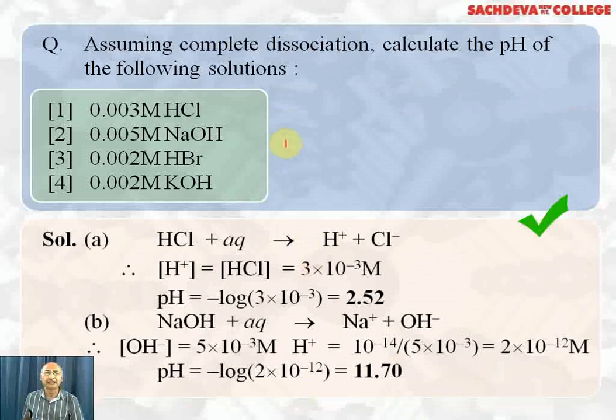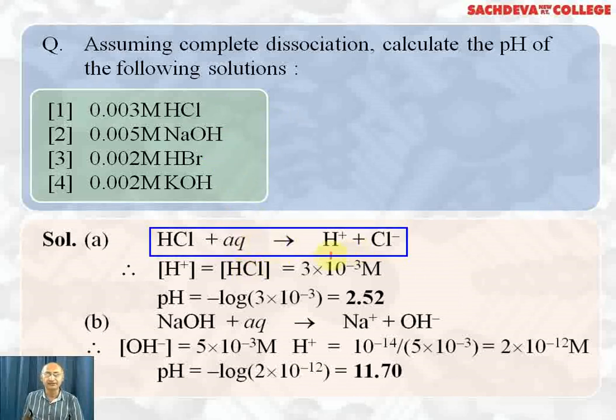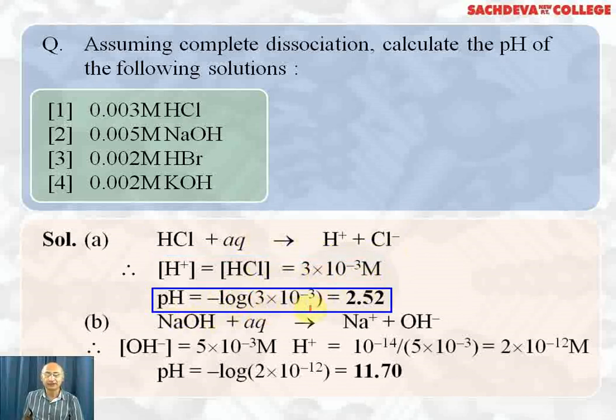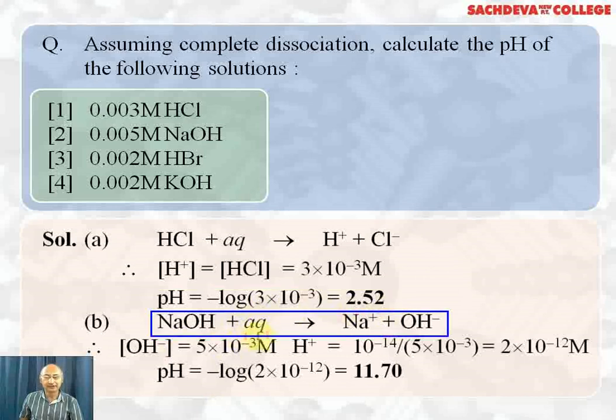Next question: assuming complete dissociation, calculate the pH of the following solutions: 0.003 molar HCl, 0.005 molar NaOH, 0.002 molar HBr, 0.002 molar KOH. HCl when dissolved in water gives you H positive ion plus Cl negative ion. Concentration of H+ will be equal to the concentration of HCl, that is 3 into 10 power minus 3. pH is equal to minus log 3 into 10 power minus 3, which on solving will give you 2.52 because log 3 is 0.4771.